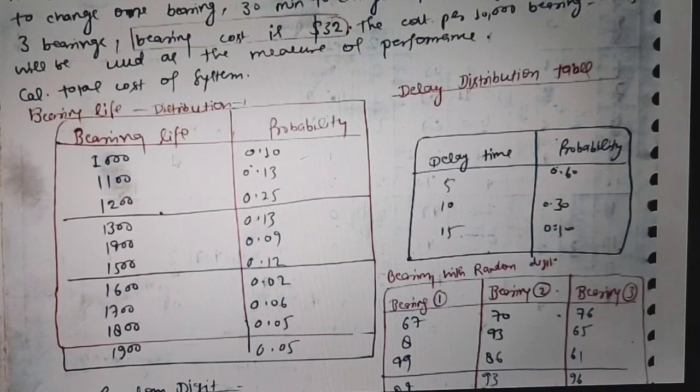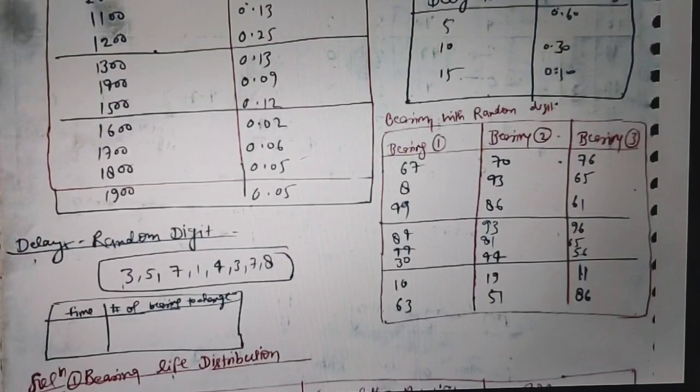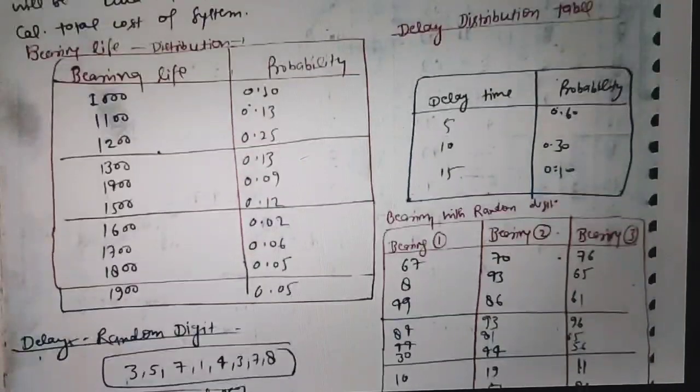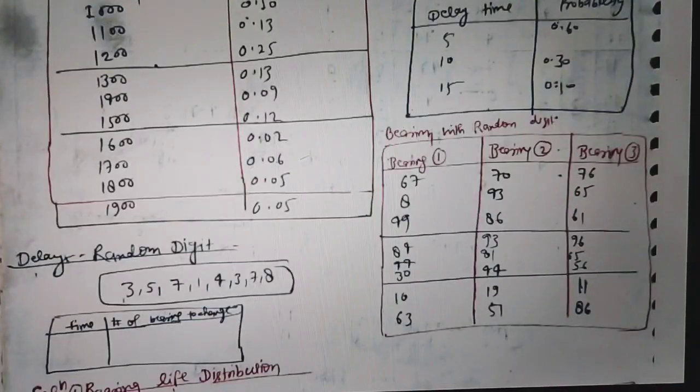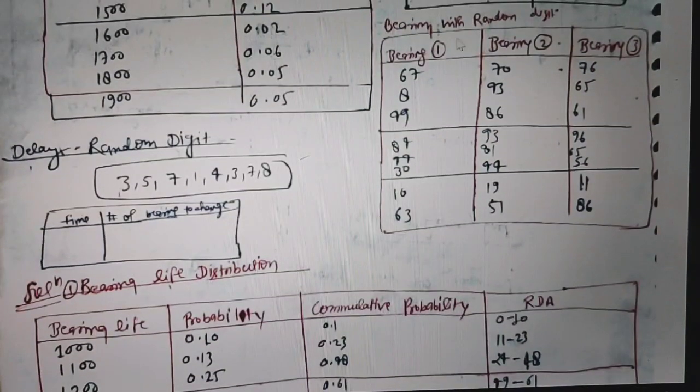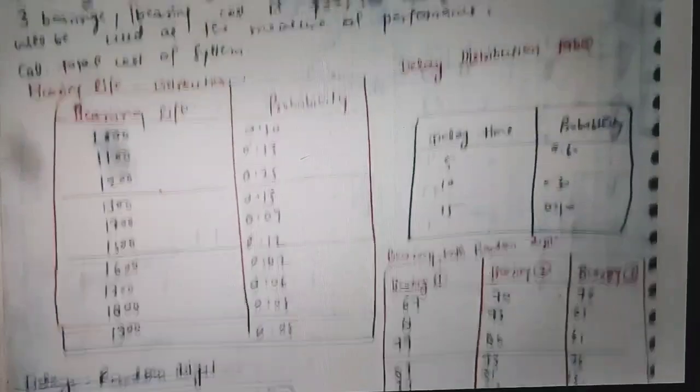The bearing life distribution is given, this is the bearing life and the respective probabilities. The delay time distribution is also given: delay time is 5, 10 and 15, and the respective probabilities are given. The delay random digits are also given. Random numbers for bearings 1, 2 and 3 are also given. For bearing 1 these are the random numbers, for bearing 2 these are, and for bearing 3 these are. So this is our problem statement.